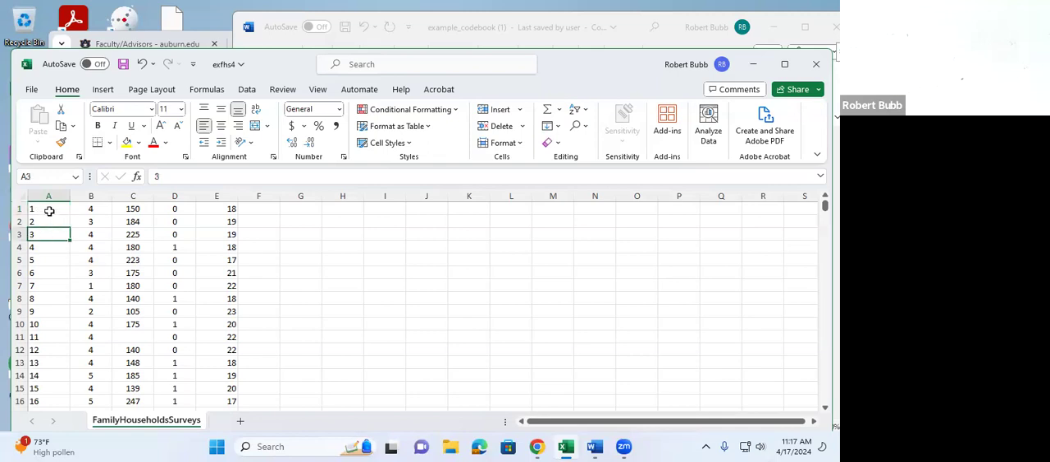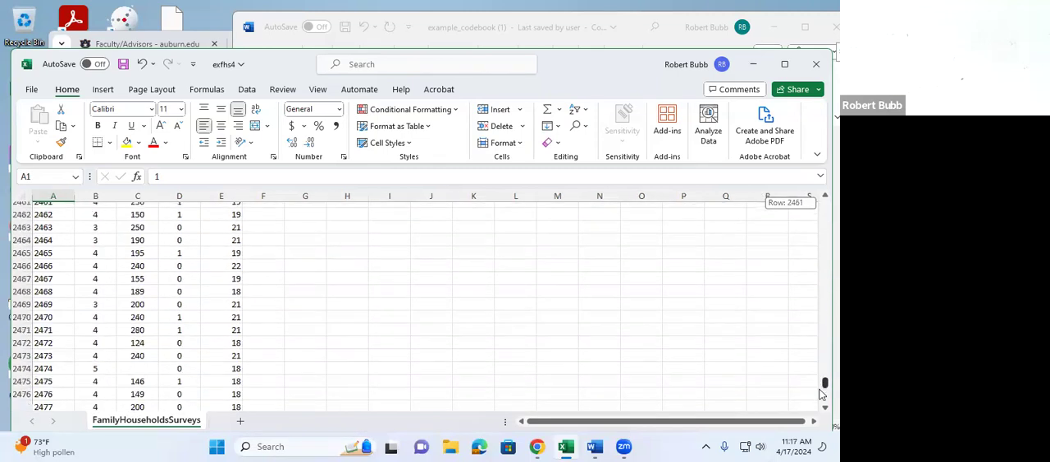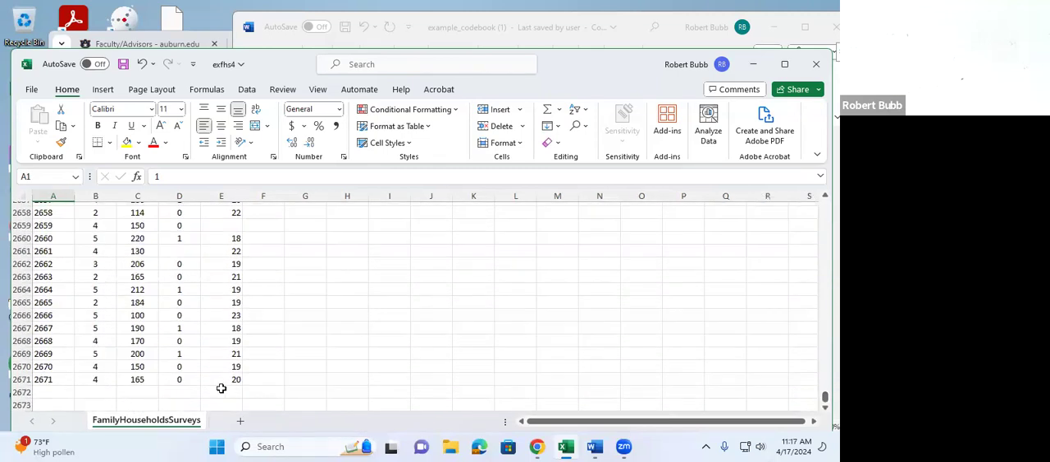So, all right, click on that very first cell, A1, and then you can scroll down to the end, and then if you hold down Shift and click on, in this case, it's like E2671, it'll highlight all of them.